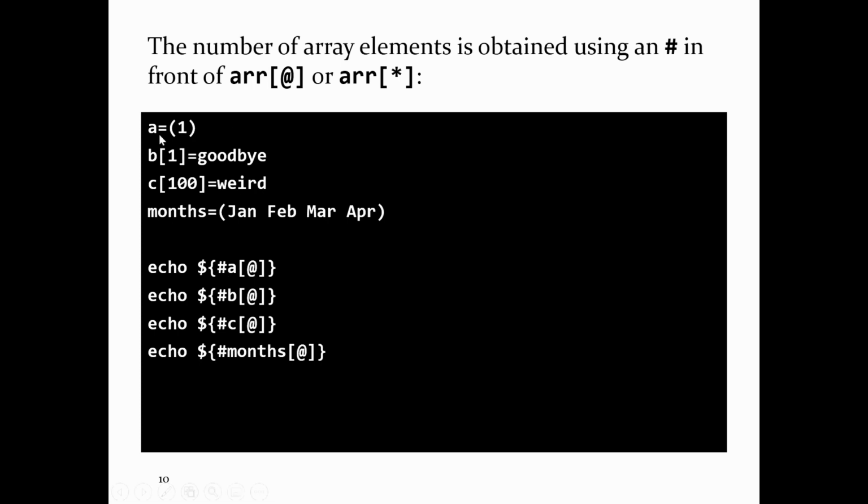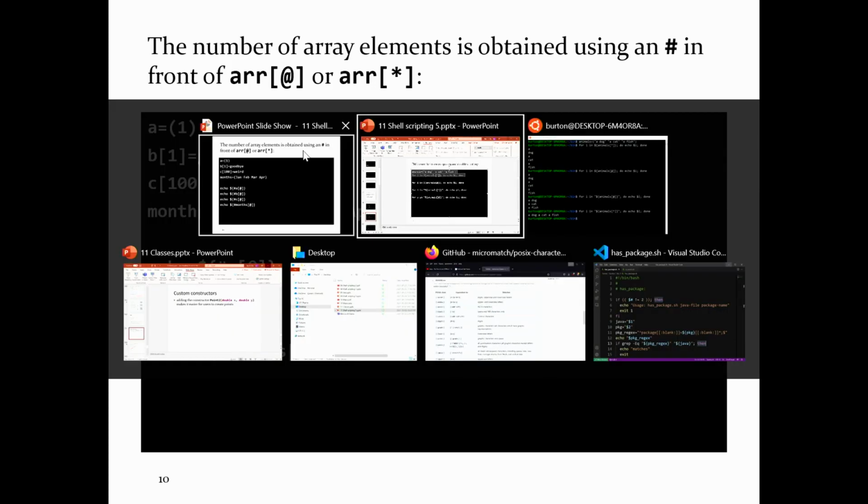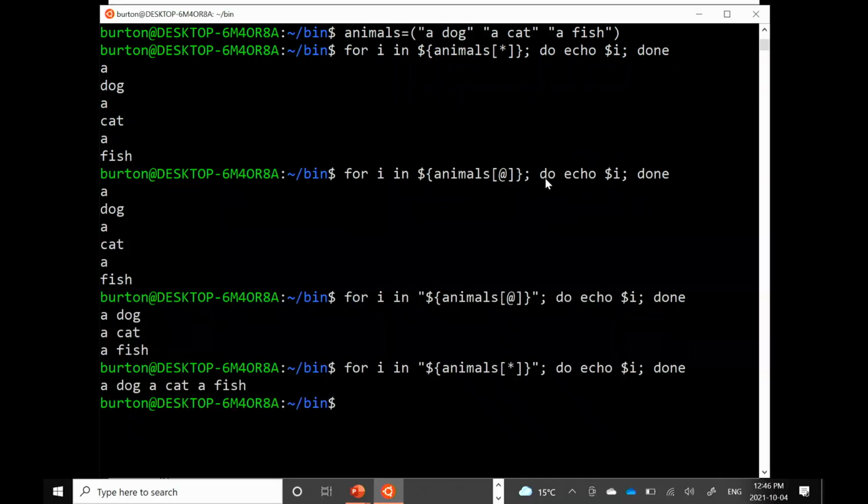So up here, A is the array with one element in it, so that will output 1. Now B1 equals goodbye. Remember, that's an array B whose element at index 1 is the string goodbye. If this was any other language, this would be an array of length 2, but it's not. It's bash, so it's an array of length 1. So for example, do I actually have a B? I don't remember if I have B or not. Have I done B?